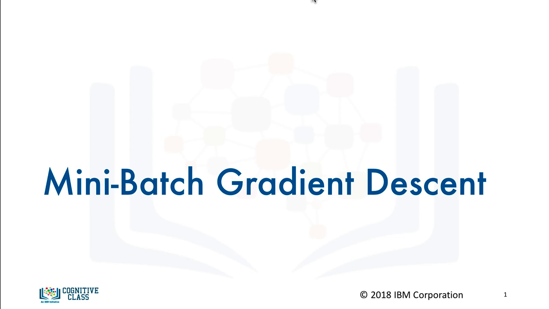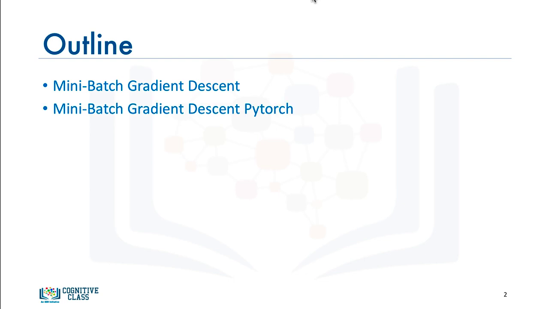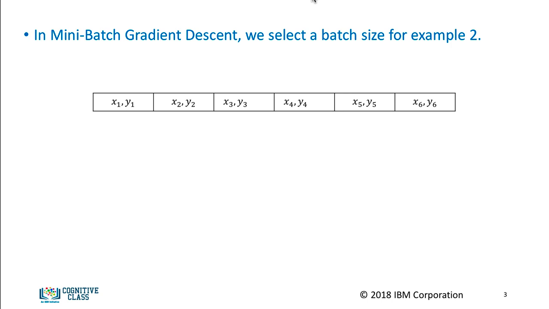In this video, we'll discuss mini-batch gradient descent. First, we'll talk about mini-batch gradient descent, and then we'll talk about mini-batch gradient descent in PyTorch. In mini-batch gradient descent, we start off with a batch size. Let's do an example where the batch size is 2.